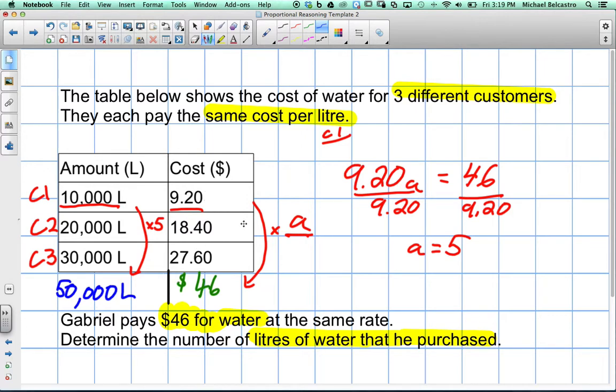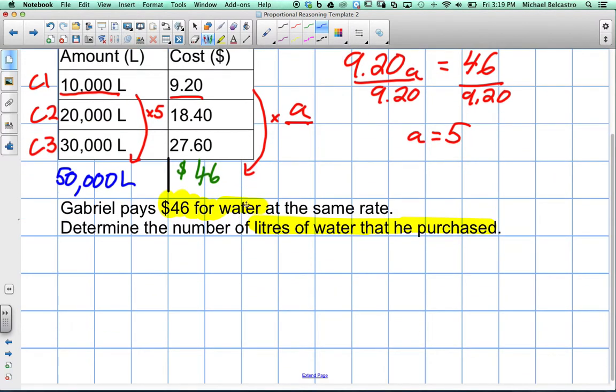That's technically the answer. What I'm going to do next is I'm going to show you how we could have done it with any of the customers since they were all paying the same rate. So the next thing I'm going to do, and I'm going to work down towards the bottom here, we're going to take the second customer, customer number 2.